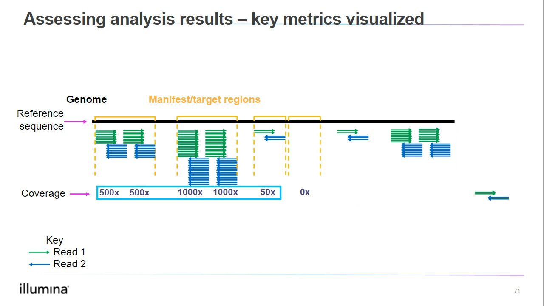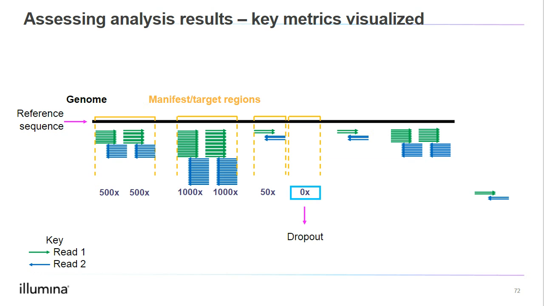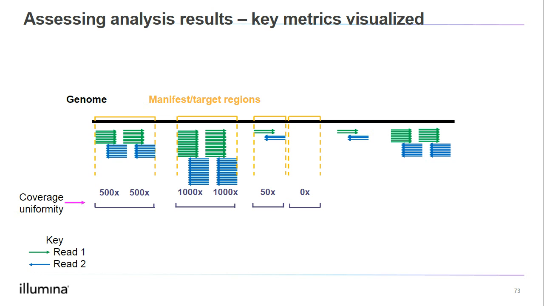Coverage refers to the number of reads for each panel target, or reads per Amplicon. Amplicon targets in the manifest that do not get any reads are known as dropouts. For our coverage uniformity calculation, we look at the reads for all of the Amplicon targets and compare them. And this metric will be calculated for you during analysis.